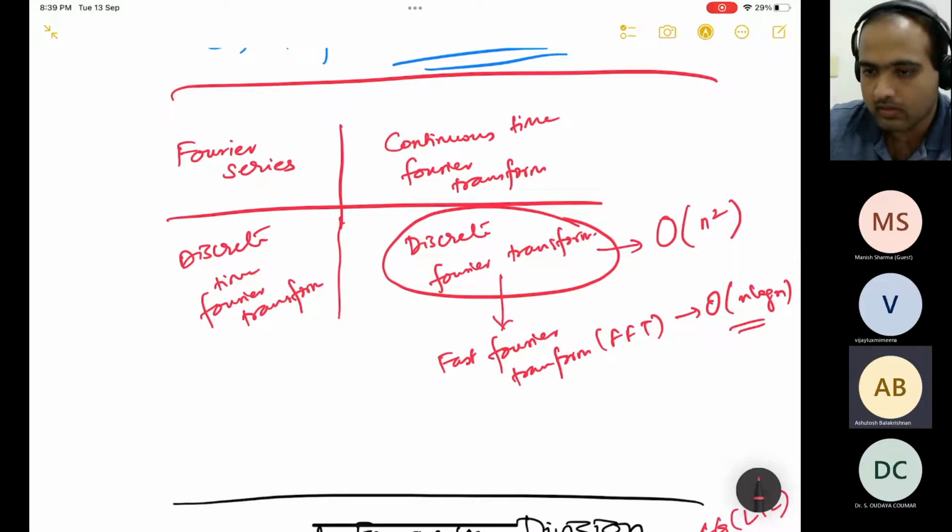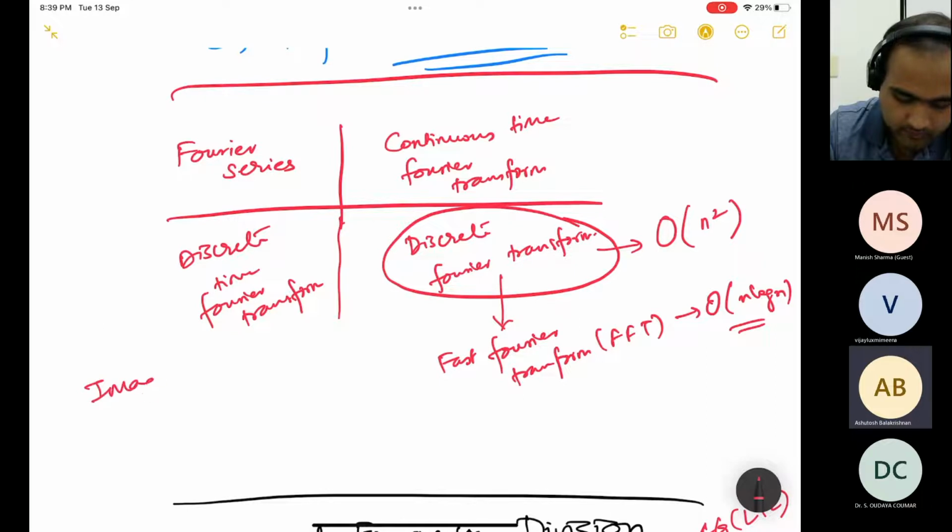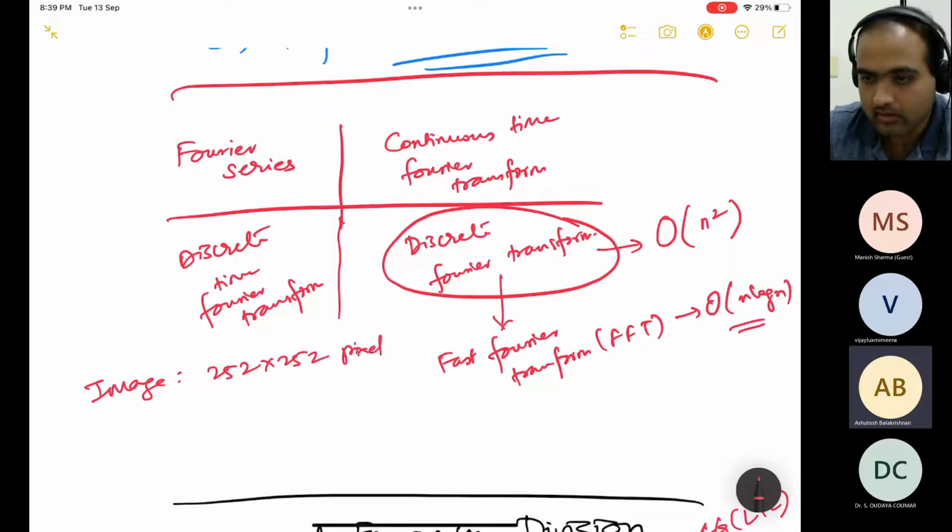To overcome this, the discrete Fourier transform is a very inefficient process, right? You can do a very simple homework possibly at home. Take any image, say a 252 by 252 pixel image, and try to perform the DFT on it. It's a direct MATLAB function.